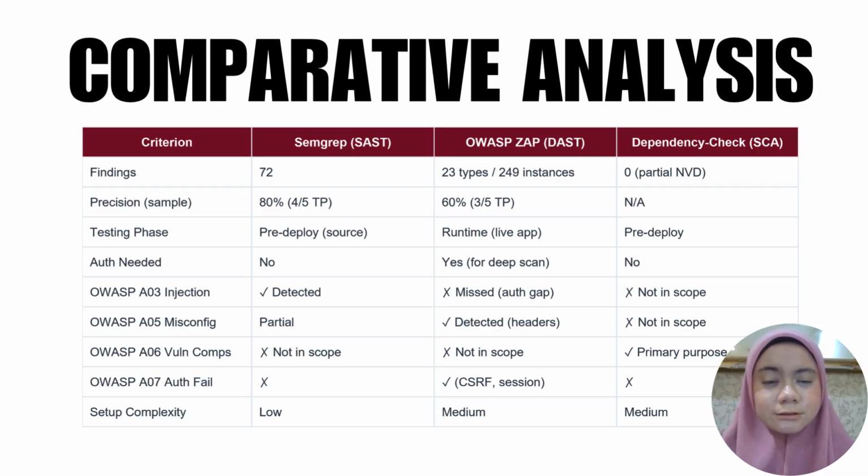It missed A03 injection due to an authentication gap but detected A05 misconfiguration through headers and A07 authentication failures through CSRF and session issues. Dependency-Check found zero vulnerabilities due to the partial NVD database. It tested dependencies before deployment, needed no authentication, and its primary purpose is A06 vulnerable components, which is out of scope for the other two tools.